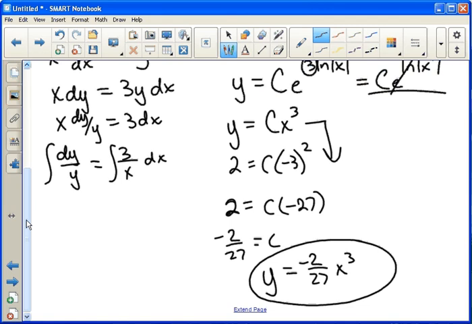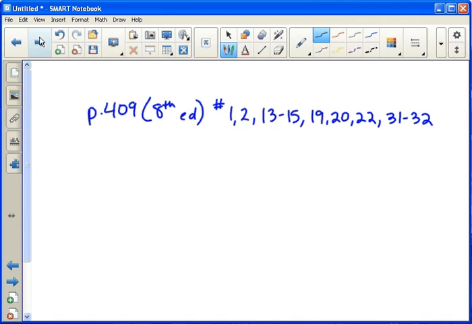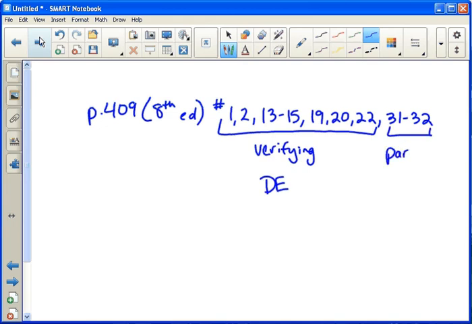Okay, if you look in the sections where these problems are found, you've got some practice here. This was what I assigned for homework this particular time. These are all verifying differential equations. And then the last two are finding particular solutions. Just so you know, they've actually already done most of the heavy lifting for you on these last two. So on these last two, they've already found the general solution for you. So all you have to do is plug in the numbers and solve for c.